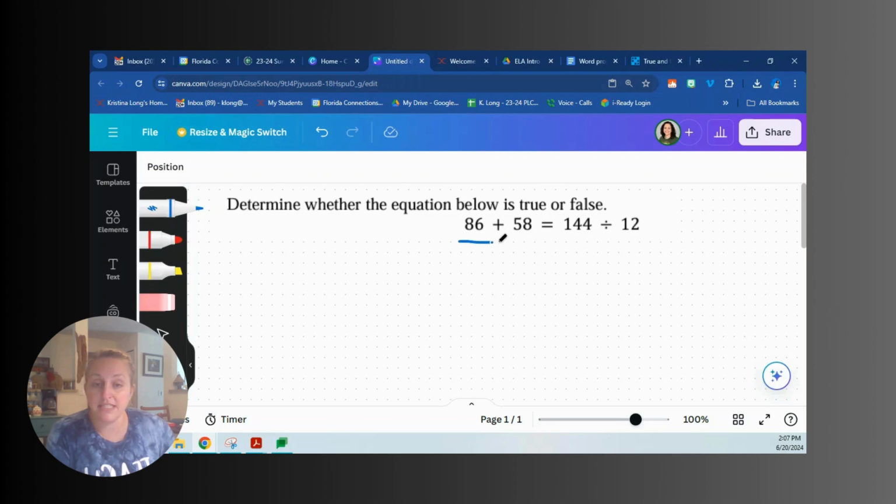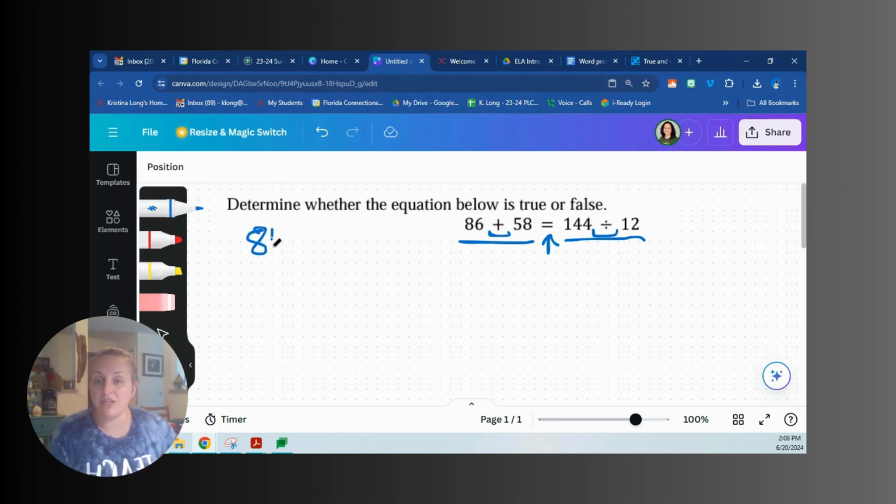Basically, we have 86 plus 58 is the same as, remember equals is the same as, 144 divided by 12. Okay, so on the left-hand side of the equation, we have a plus sign as our operation. And on the right-hand side of the equation, we have a division sign as our operation. So we have operations on both sides, which means we're going to need to solve on both sides to work it down to being just a number. All right, so let's do it.